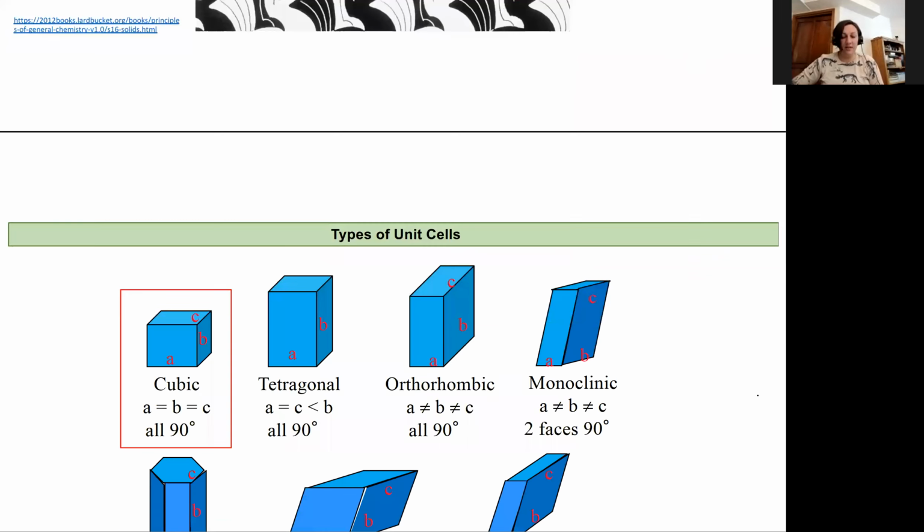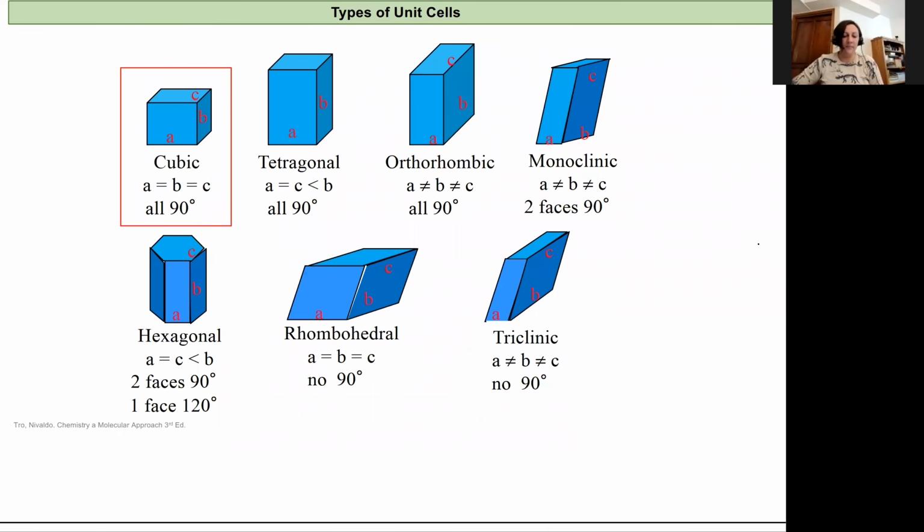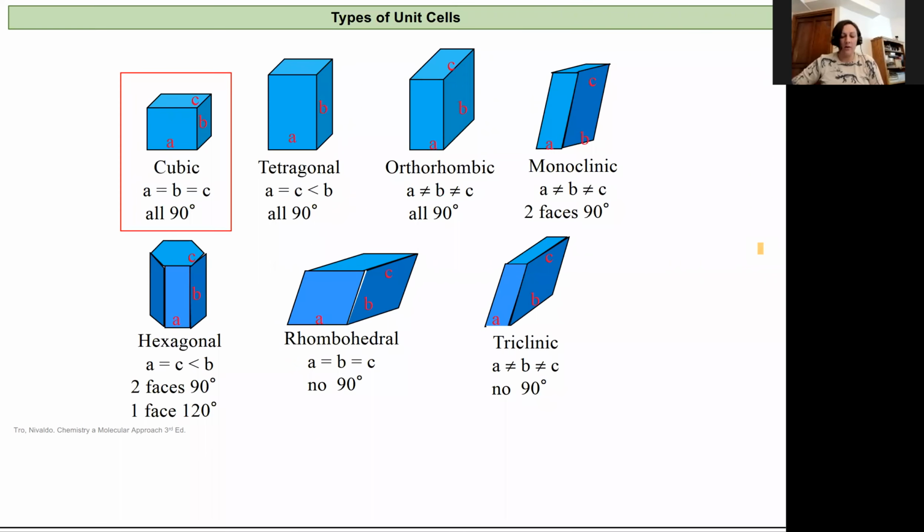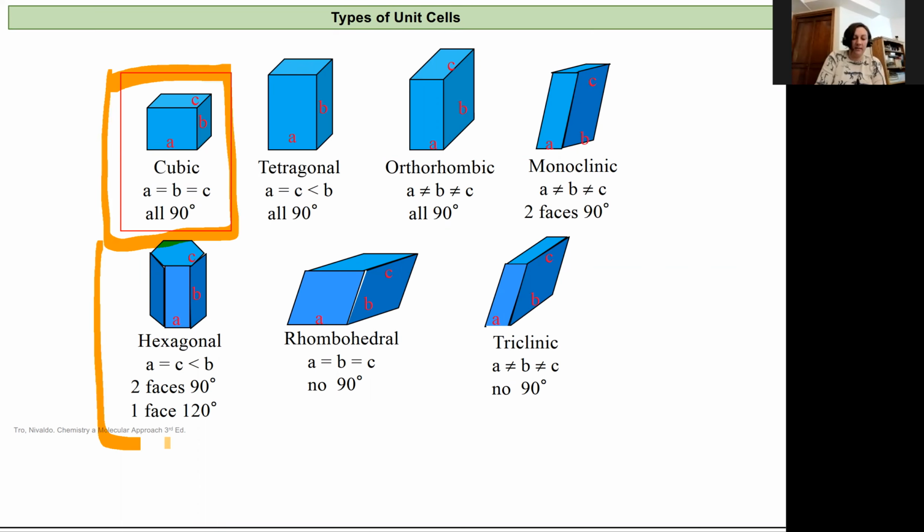Here are some different types of unit cells that you'll see in chemistry. And we're not going to get into all of these. That's for a different class. But we're going to focus on things like the cubic cell right here. And we'll talk a bit about a hexagonal unit cell as well.